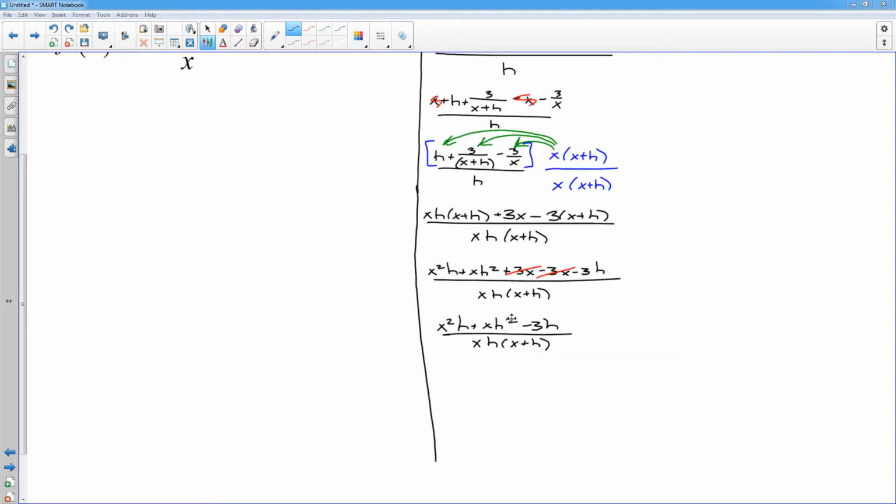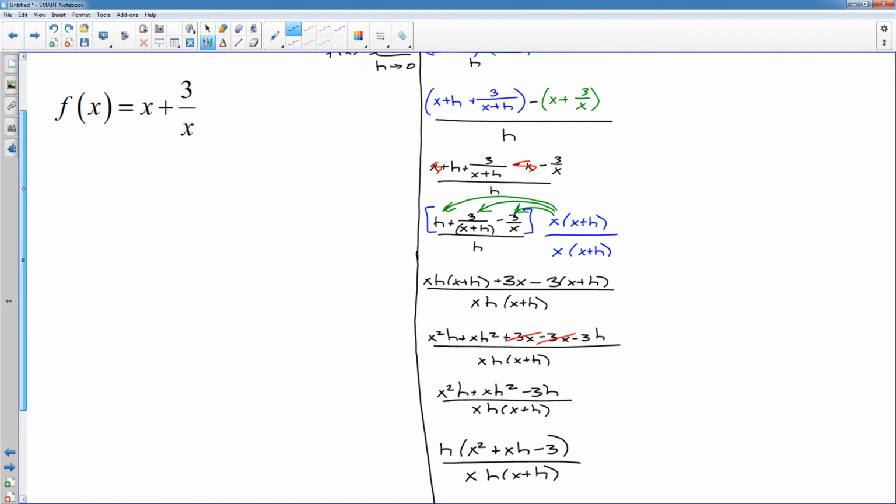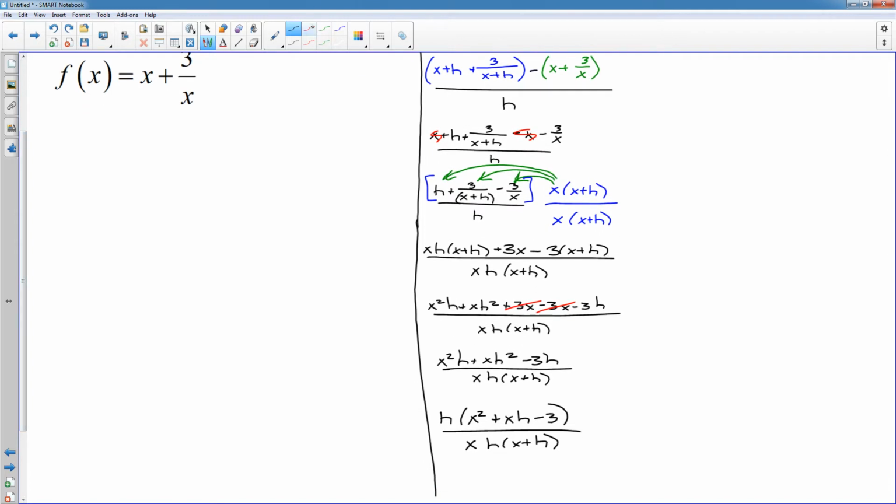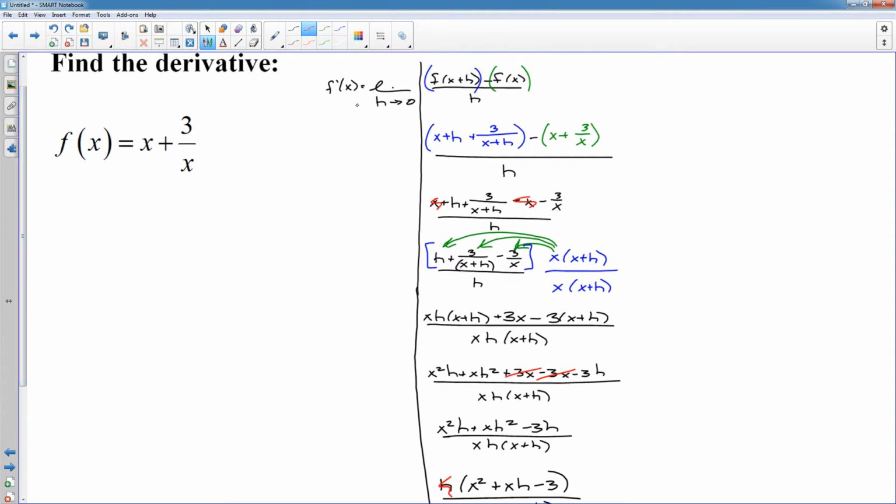All right, so factor out that h. I resize this thing, give me some room to work. That gives me x squared plus xh minus 3 all over x plus h. And then finally, I can cancel out an h from numerator and denominator, and that's what we're trying to do. And if we go all the way back up to when we started this limit, we are trying to do this limit as h approaches 0.